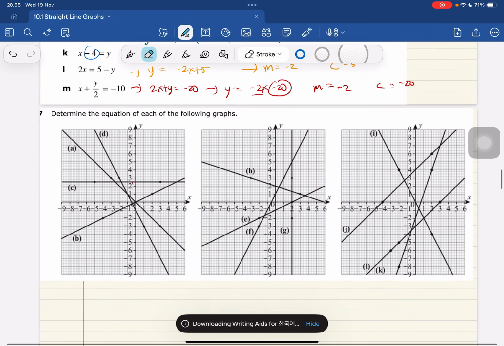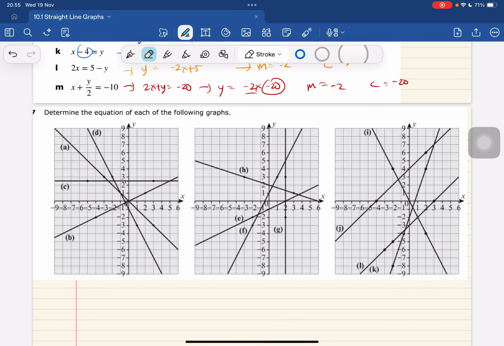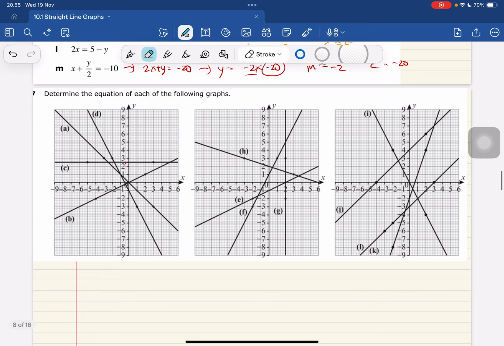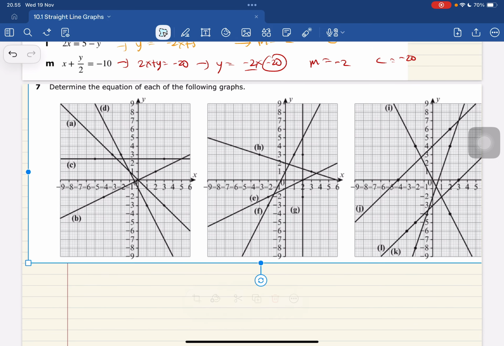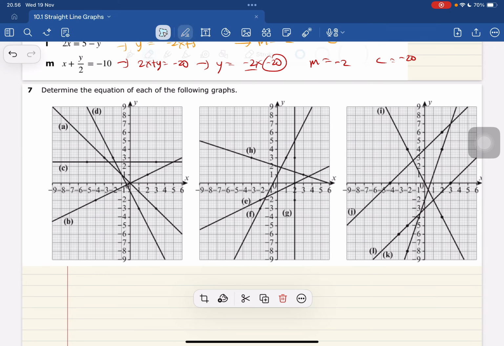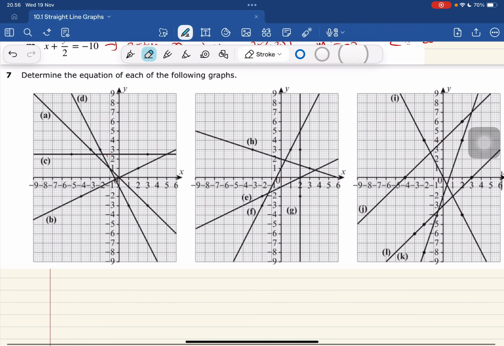Hi, in this video, I'm going to continue part 2 for solving practice questions on straight line and graph. Number 7, determine the equation of each of the following graphs. So let's start with A.